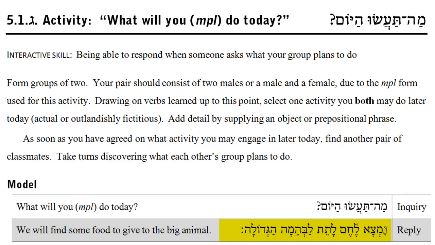Nimtza lechem latet labehema hagadola. Nimtza is our target verb form. We will find. Lechem, the object. Latet indicates what this group will do once they find the bread or the food. And then at the end of the sentence, we're told to whom this food will be given once they find it.